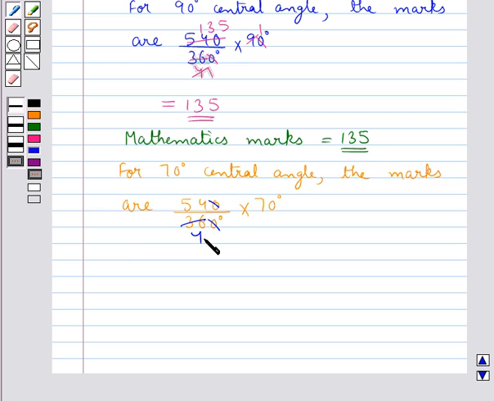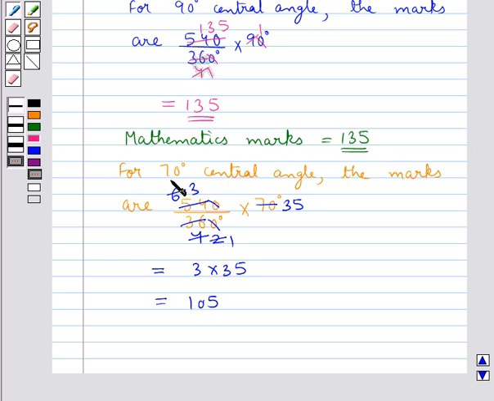9, 4 times is 36. 9, 6 times is 54. Then again 2, 2 times is 4, and 2, 3 times is 6. 2, 35 times is 70. So this is equal to 3 multiplied by 35, equal to 105.